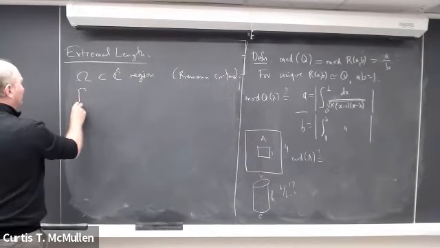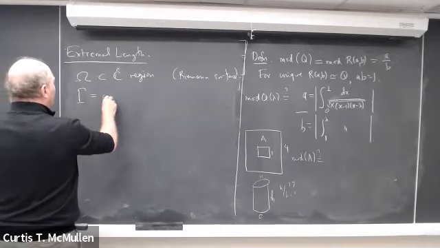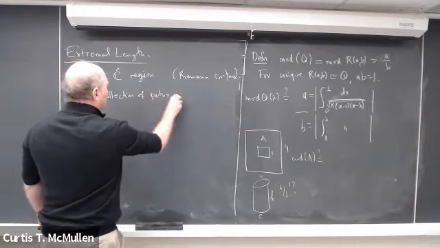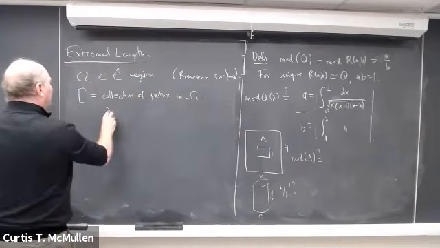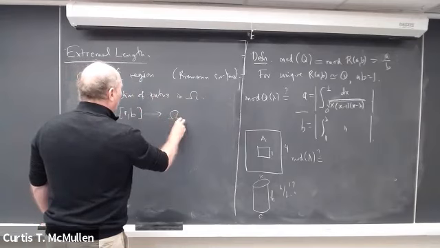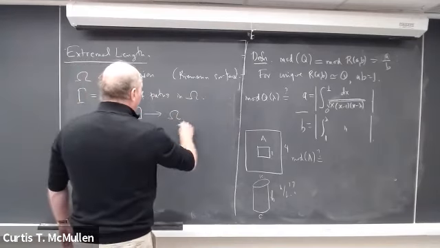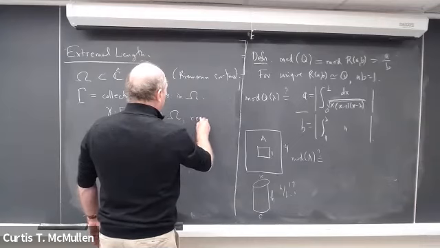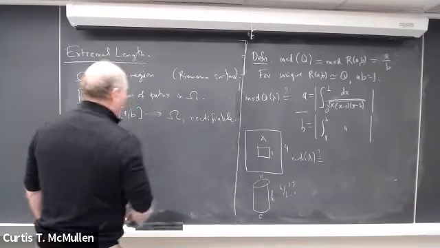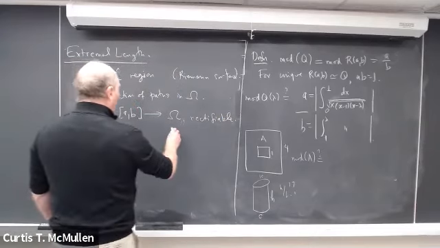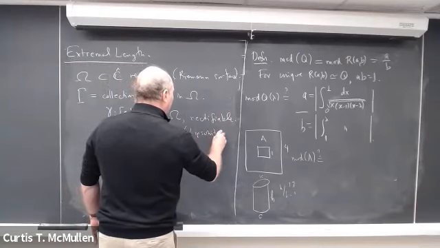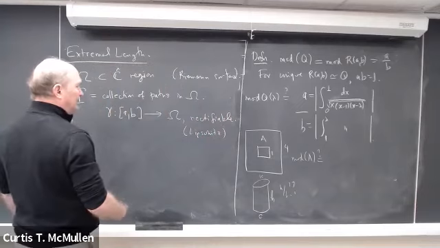And then gamma is going to be a collection of paths in omega. Now, what is a path? Technically, it's a map from some interval [a, b] into omega. And it should be, let's say, rectifiable. That means that it has a well-defined length, or that the map is Lipschitz, which is enough to imply that its derivative exists almost everywhere.